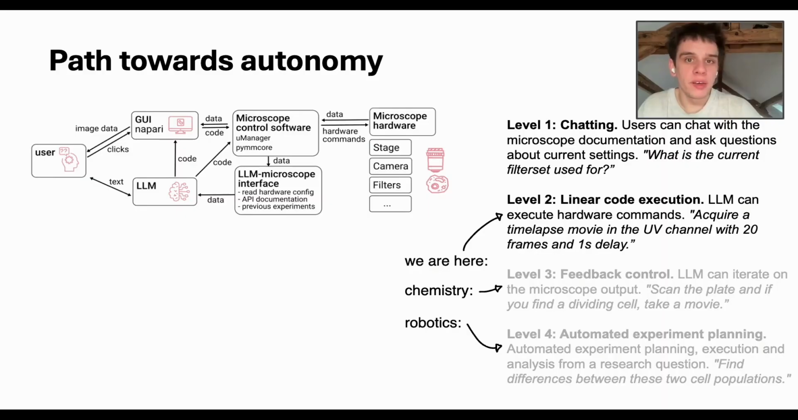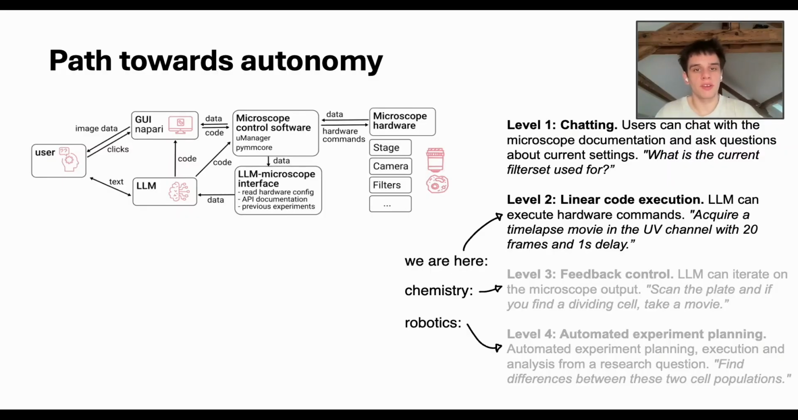I think there's a very clear path on how to implement this. So first level, it would be like chatting. It would be like a chatbot that knows the microscope documentation and has access to the specific hardware that you currently run. I think we've managed this. And currently we're working on solidifying the linear code execution, so straightforward experiments. Bringing us towards level 3 would be feedback, so that you actually iterate on the experiment.